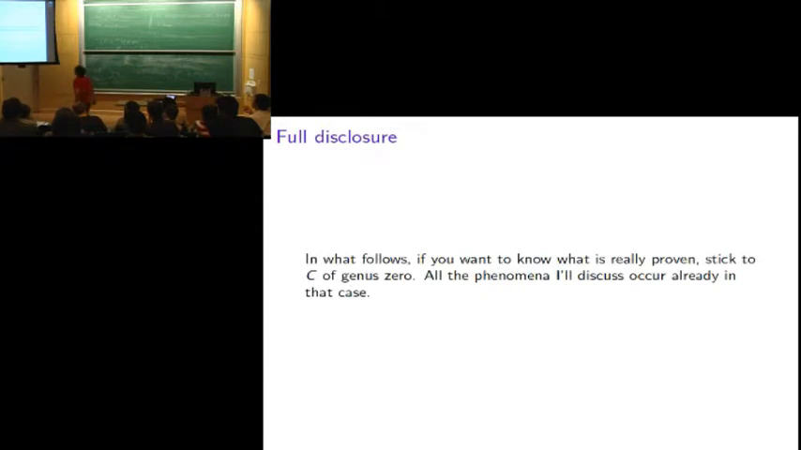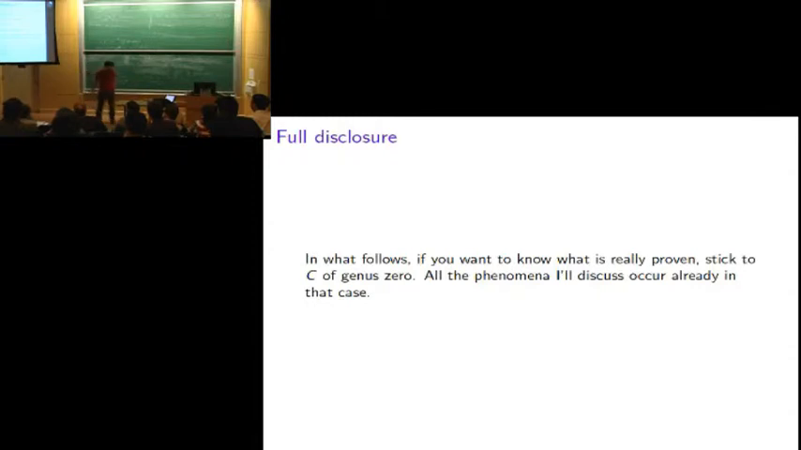OK, here's a little caveat. In what follows, since this is a mathematical talk, if you want to know what's really proven, stick to curves of genus 0, because recently we learned about a possible glitch for higher genus. It may be just a technical thing. In any case, all the phenomena I'm going to discuss, absolutely everything I say, already occurs in genus 0, so you're not going to lose much.